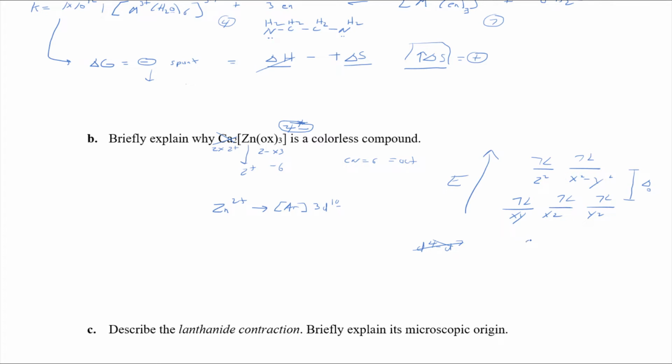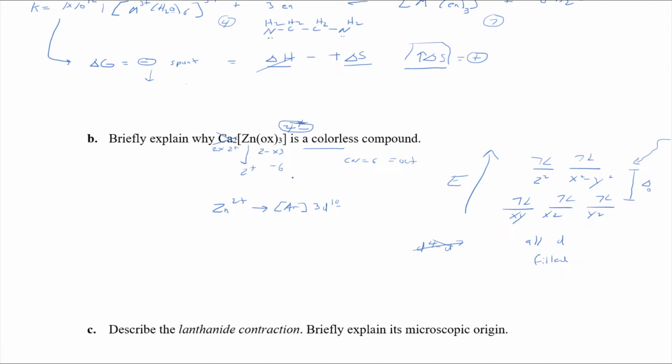Well, notice that all the d orbitals are filled, which means that if light were to come in and hit this complex, there's no way to promote a d electron. You can't move. So if you can't move, you can't jump, you can't absorb a photon of visible light, and if you can't absorb any visible light, it passes right through you, which means you will be a colorless compound. No color in the visible spectrum.